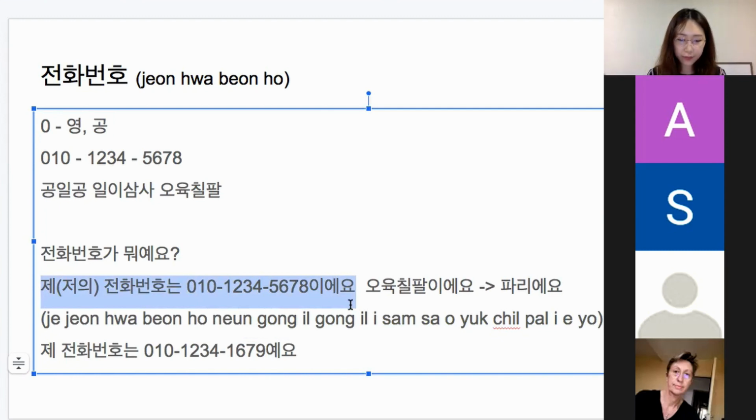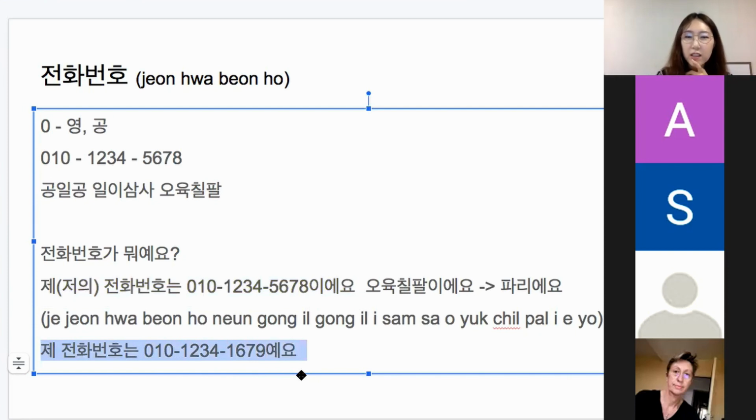Very good. And can you read this one? 제 전화번호는 010-1234-1679예요. 제 전화번호는 010-1234-5678.